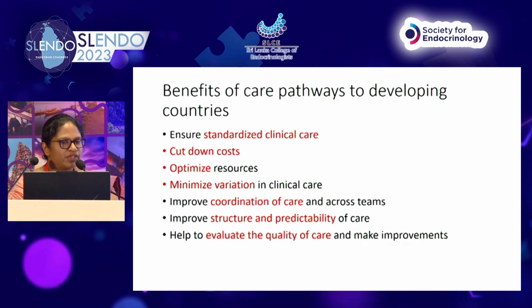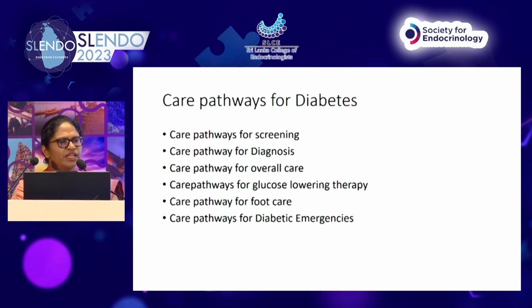So if we are to have care pathways, we need to have a good electronic monitoring system. Only then can we have inputs back, and then we can improve our system. So care pathways for diabetes, we could have any care pathways.